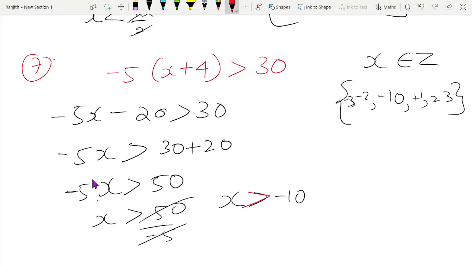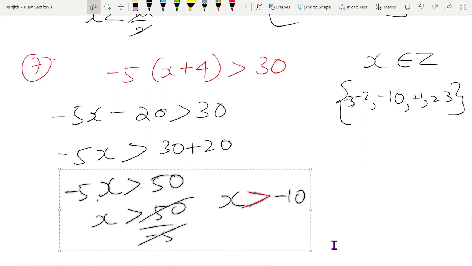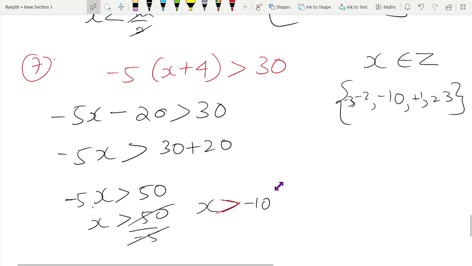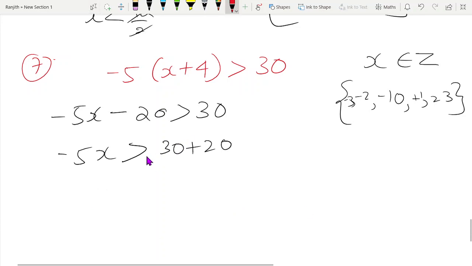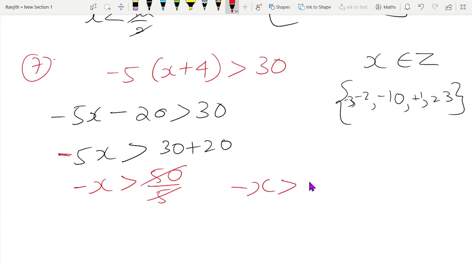Okay, from 7th onwards, it is different, students. The values change. I'll tell you. Done till the sixth, till this step. Till here, is it clear? Yes, sir. Okay, look here. Now -5x. Keep -5 as it is. 30 plus 20 is 50, divided by 5. What do you get? -x is greater than 10, sir. -x is greater than 10, right?